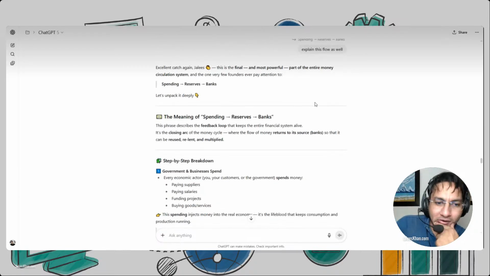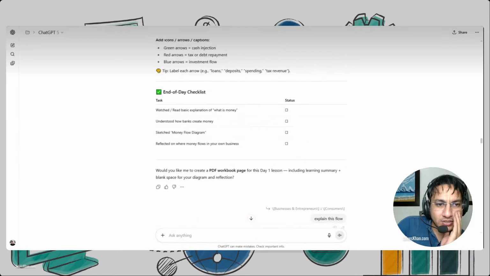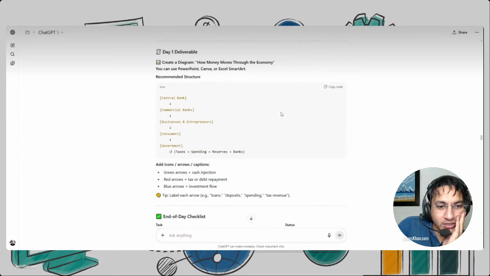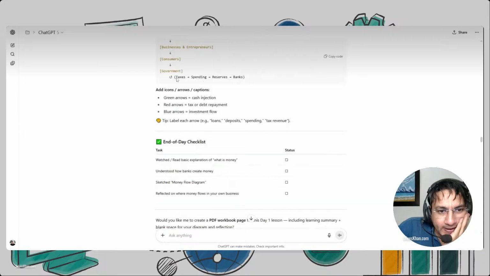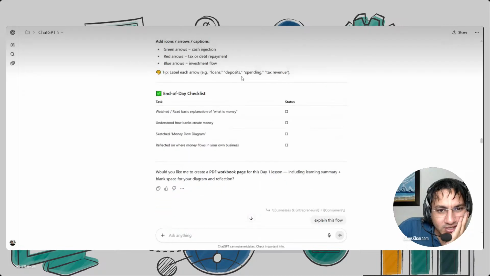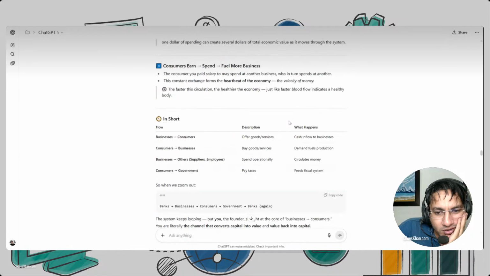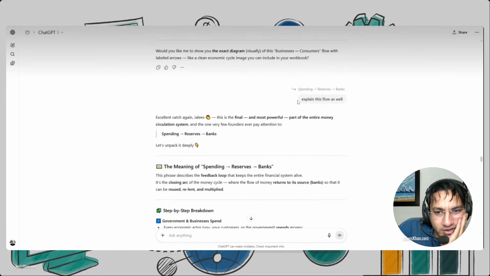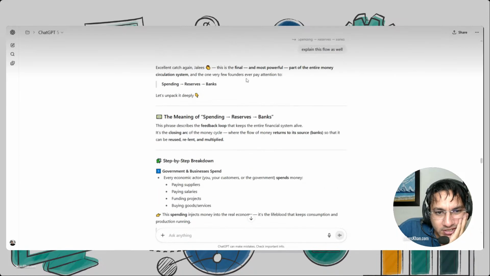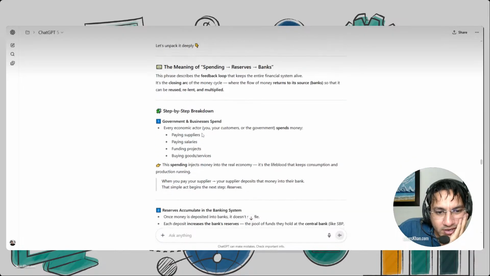Where are we? We just finished taxes, spending, reserves, and banks. We already worked on this. The part I missed is the entire bank spending. We can go back and get more.